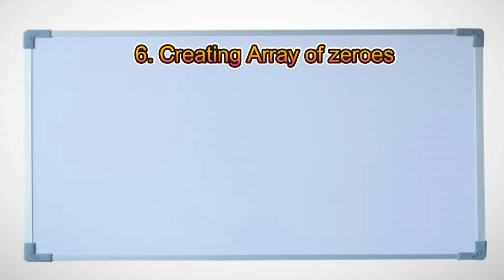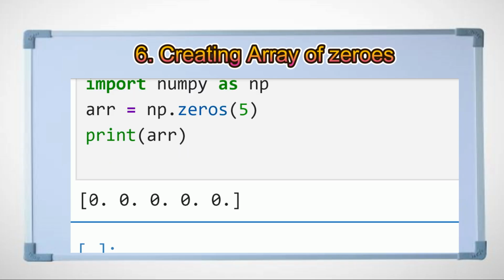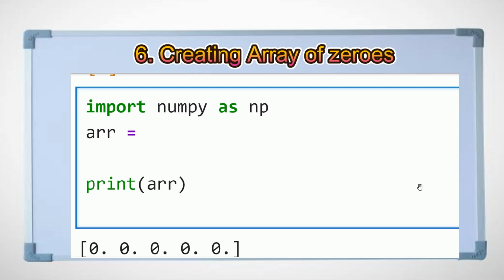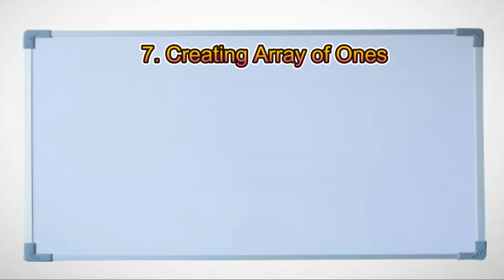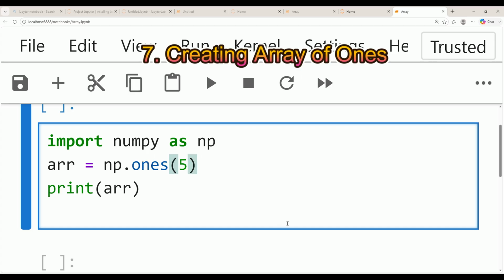Method 2. Creating an array of zeros. NumPy provides a function called zeros. Output. By default, the values are floating point numbers. We can also specify the data type. arr equals np.zeros. Output. Method 3. Creating an array of ones. We can use the ones function. Output.